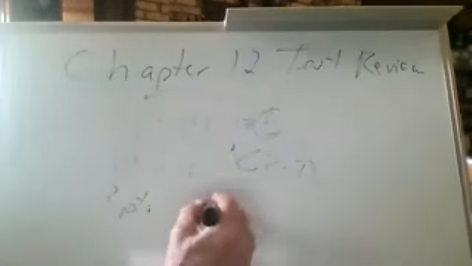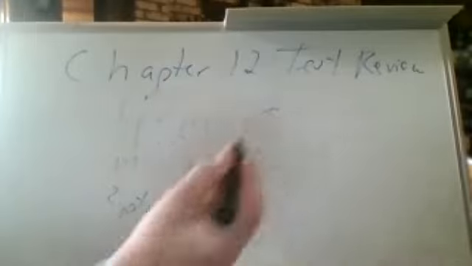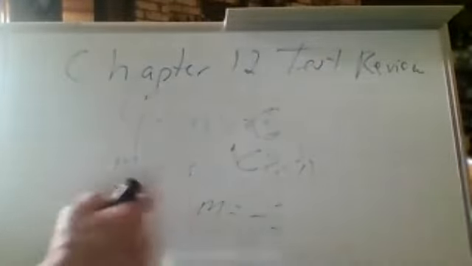I can also give you 2 points. If I give you 2 points, then you use the slope formula to find the slope between the 2 points, and then take that slope and one of the 2 points and plug it in like this to find the next answer.